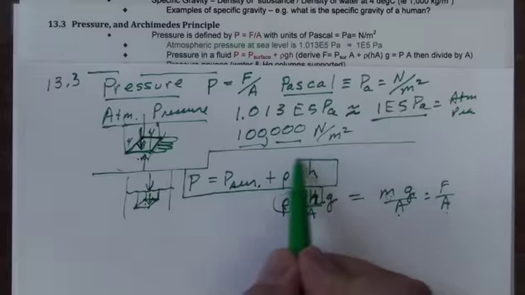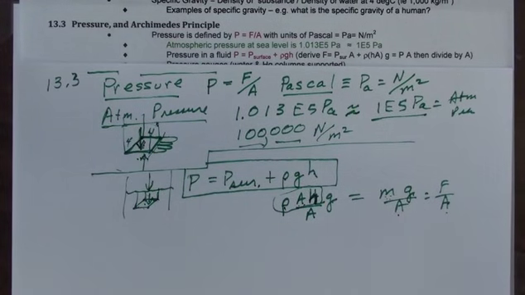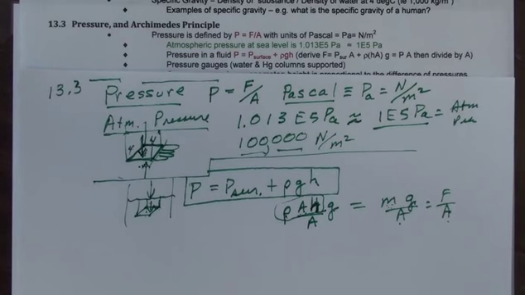And this tells us what the pressure is further down inside a fluid. We can use pressure gauges like water and columns of mercury to measure pressure, for example, because of this.